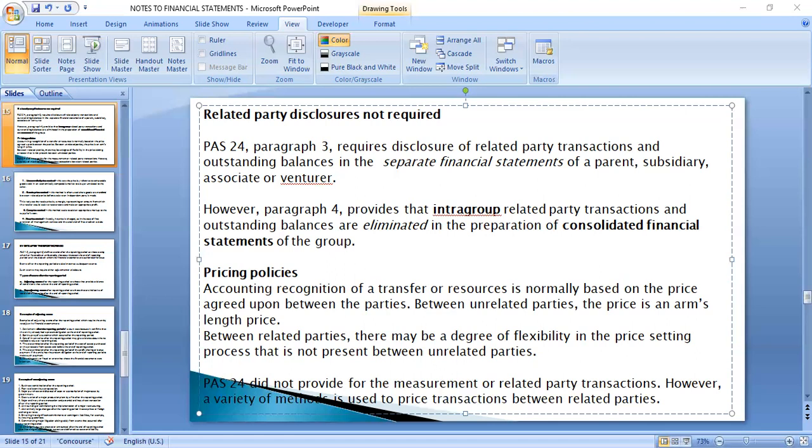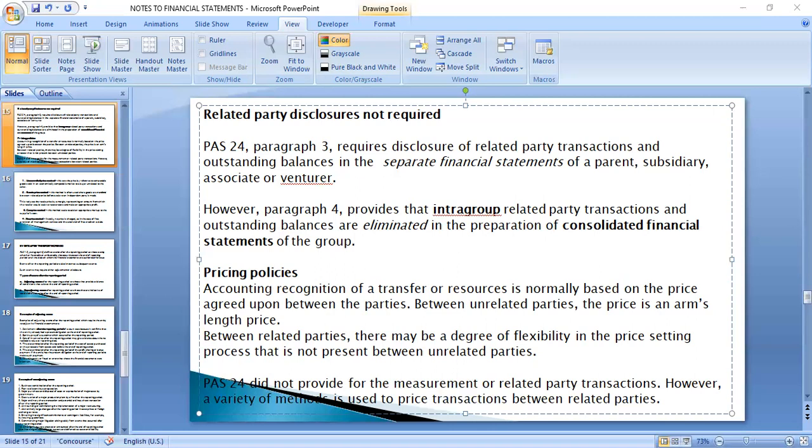Now let's repeat the last statement. The financial statements are authorized for issue on the date of issue by the board of directors, and not on the date when shareholders approve the financial statements. So, on the date of issue by the board of directors.